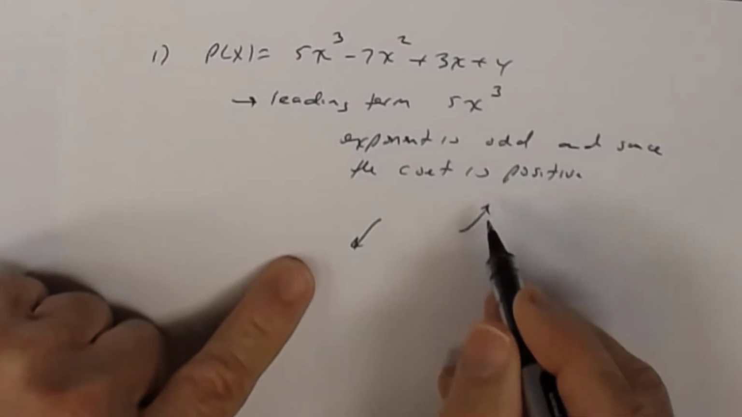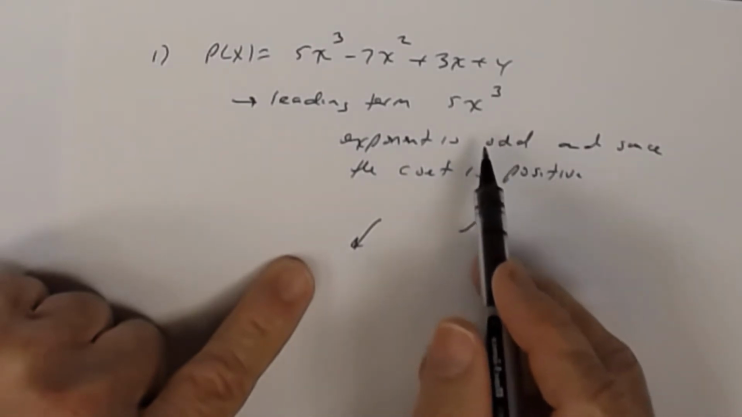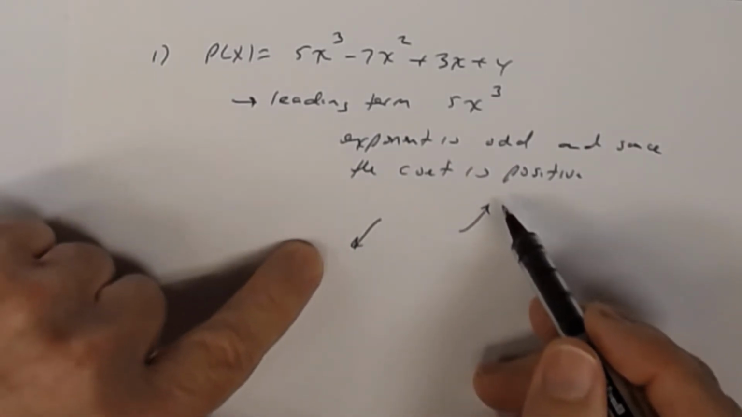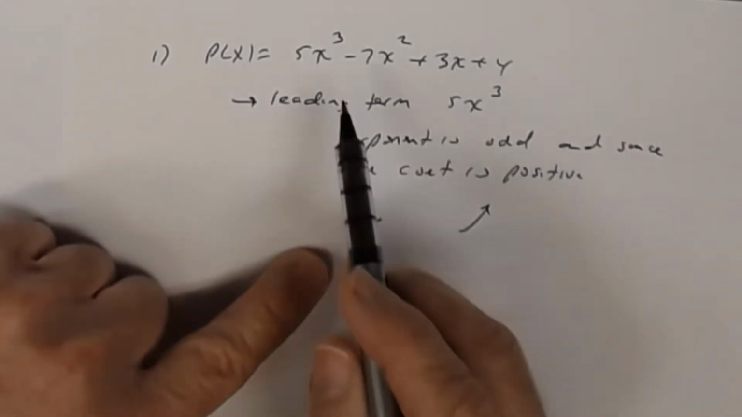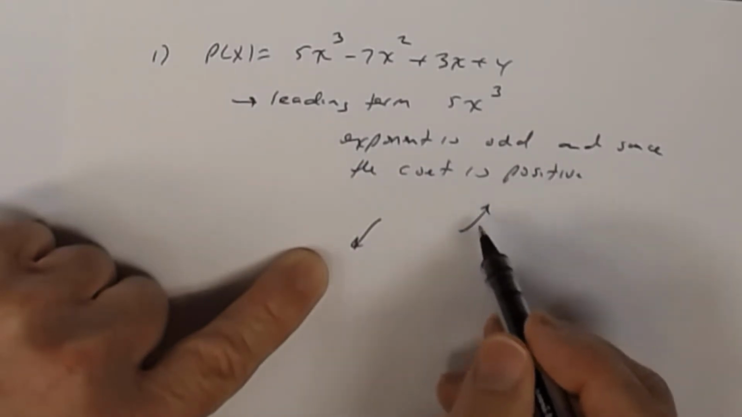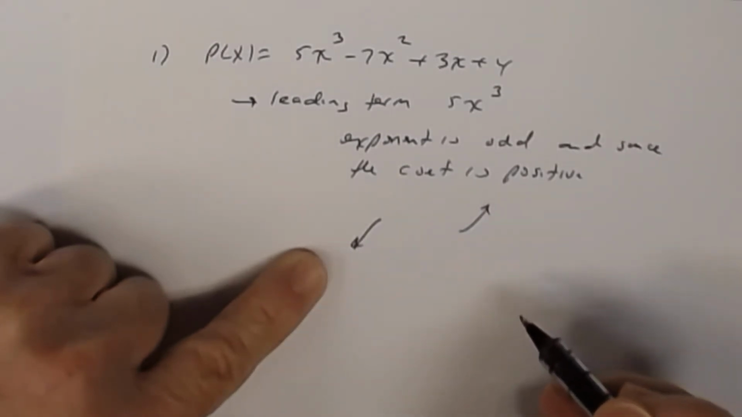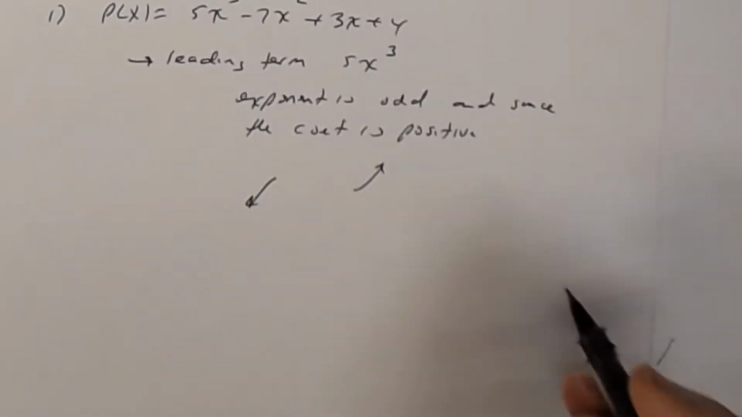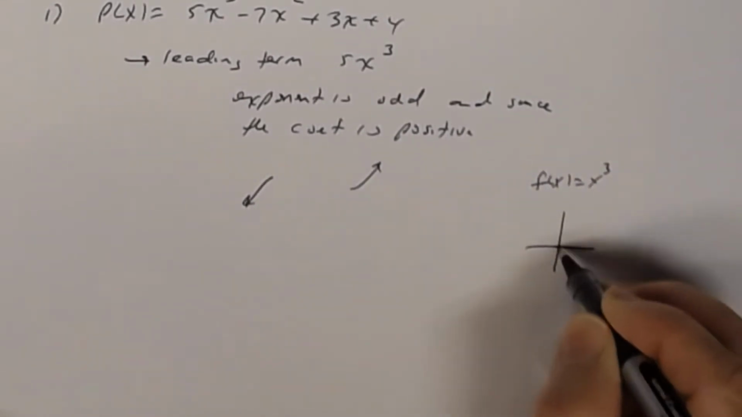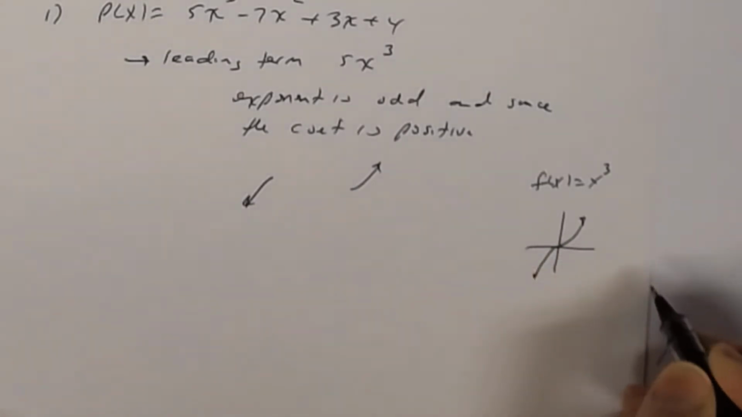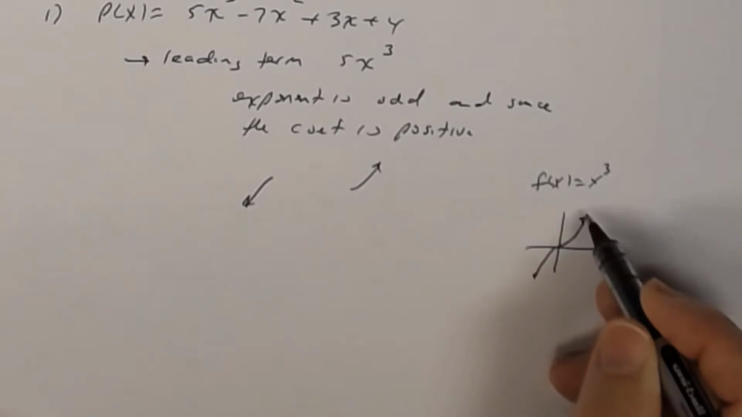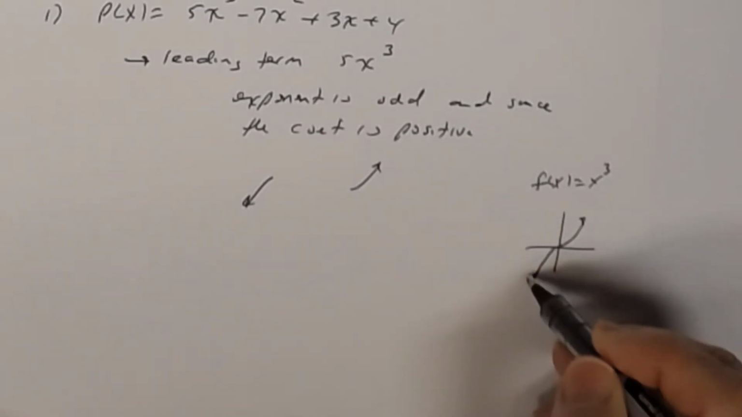But at least we know that in the end behavior, if the exponent's odd, the arrows point in opposite directions. If the coefficient is positive, then the right arrow points up, the left arrow points down. And remember, in our lesson, one of the things that helped us with that was f of x equals x cubed. Remember, x cubed looks like this. The exponent is odd, so the right side points up, left side points down.